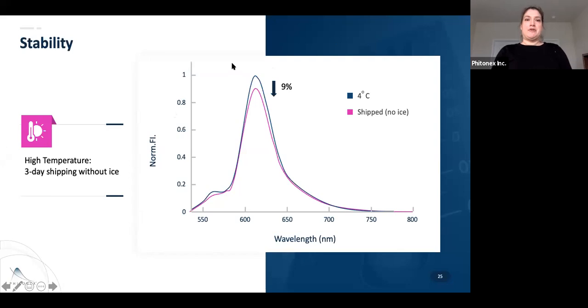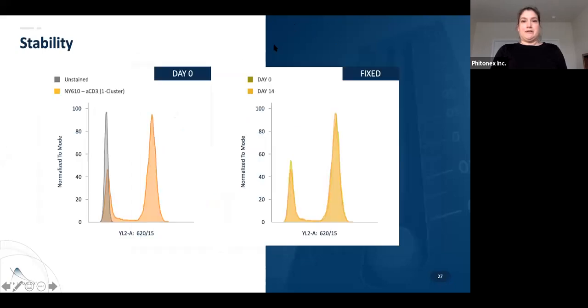Your question, is the fluorescence affected by fixation? No, actually, I'm going to show you on the next slide. You can see, one sec. Actually, this is showing the stability first, after we left it on the bench for 14 days. You can see there's very little change.